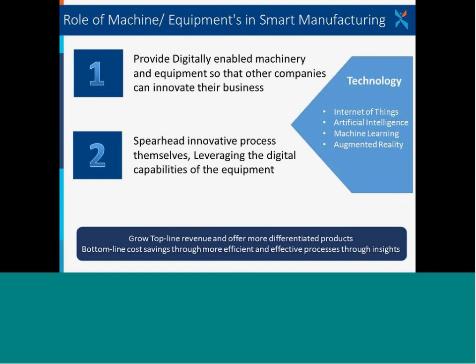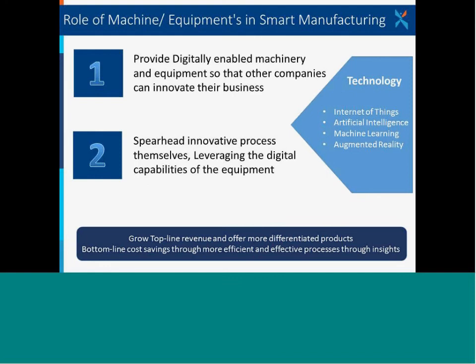So the first thing they can definitely do is to enable their machines digitally, so that these equipments can connect to the factory systems and plant floor systems and allow these manufacturing companies and users to actually innovate their business. So that's the first thing the machine builders can definitely enable.